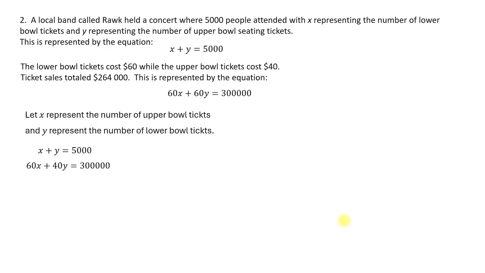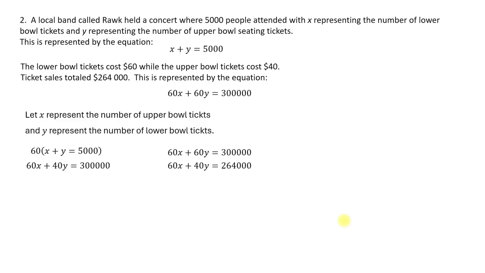Now, using elimination, we have to try and match up one of those variables. So we can do that by multiplying the top equation, x plus y equals 5,000. If we multiply that by 60, then we can match it up with our second equation. So 60 times x plus y equals 5,000 multiplied by 60 will give us 60x plus 60y equals 300,000. Our second equation remains 60x plus 40y equals 264,000.